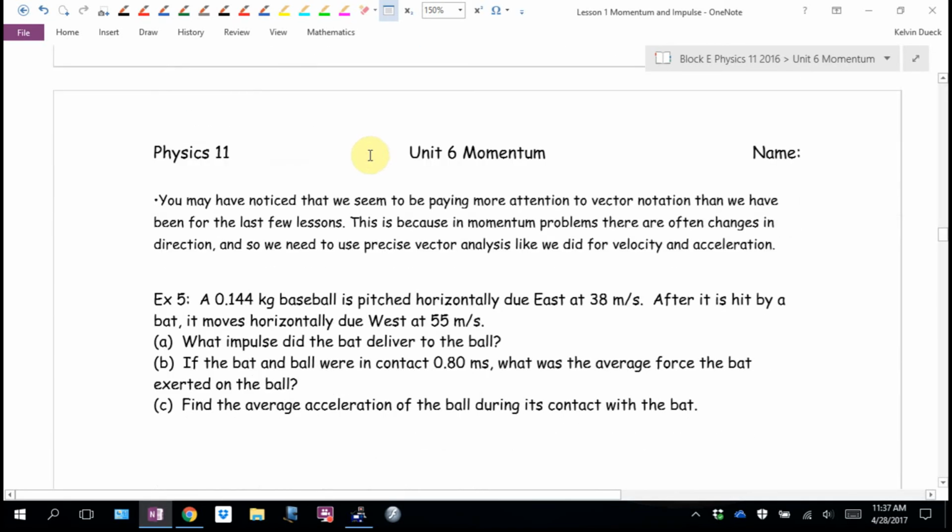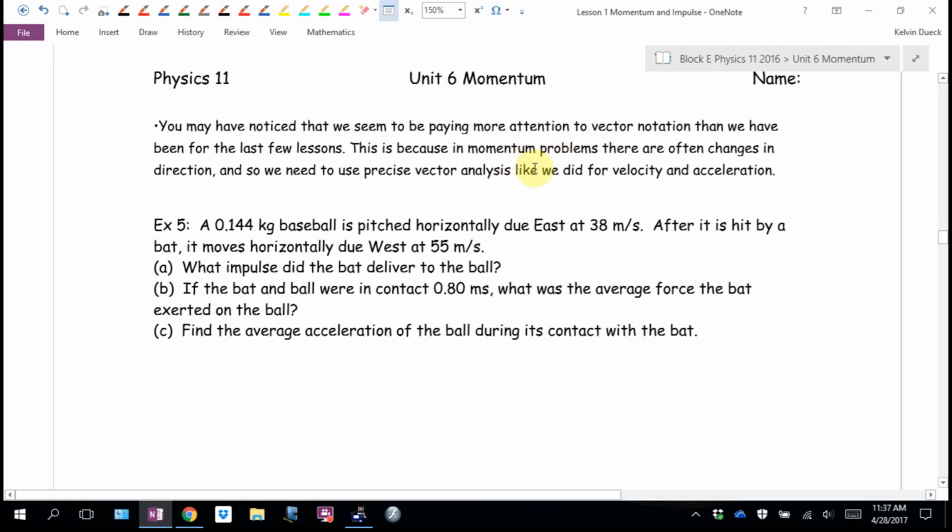You may have noticed I'm paying way more attention to vector notation than I've been doing in a while. This is because in momentum problems, there are often changes in direction because there's collisions. And when things collide, their direction changes. A baseball is pitched horizontally due east. The fact that they said due east, I'm going to put a little compass rose. As soon as they give me compass directions, I have a habit somewhere on my page, I'll put a little north, east, south, west. After it's hit by a bat, it moves horizontally due west at 55 meters per second.